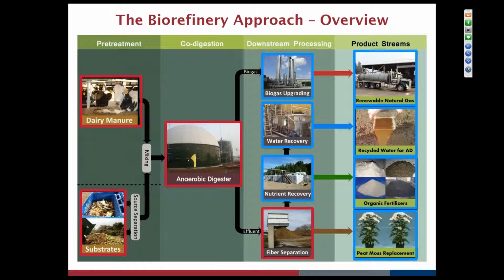Commercially, we're not quite at that part yet, but what you can see in terms of the red boxes is core anaerobic digestion technology and fiber separation that many hundreds of dairies in the US and many more dairies in Europe and around the world have already implemented. The blue boxes focus on the downstream or add-on products and processes that could be envisioned for implementation in the future.